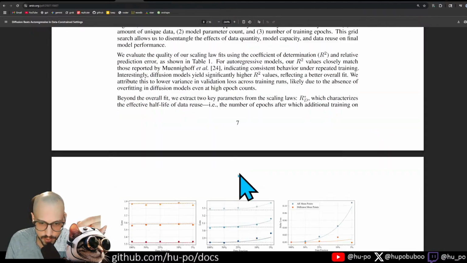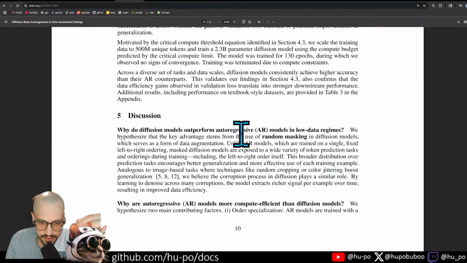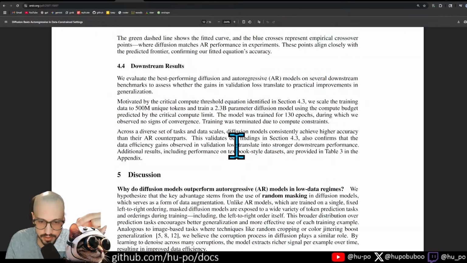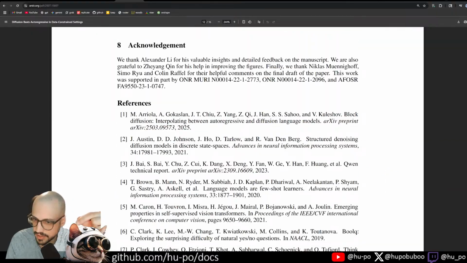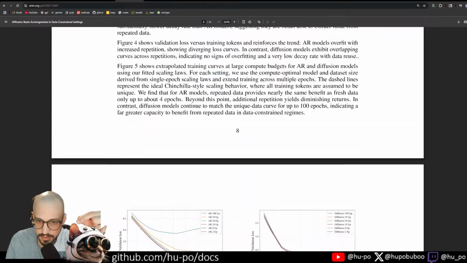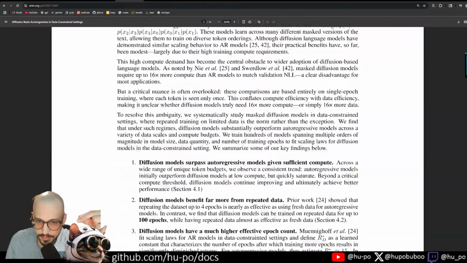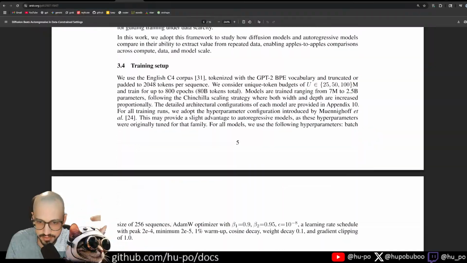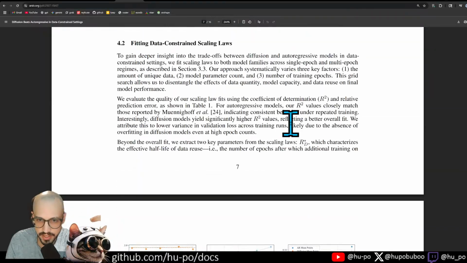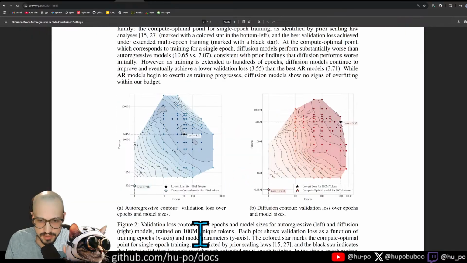And I think that's what this chart here is showing. So in this chart, let's go to this one here. Where is it? Did I pass it already? Oh, here it is. Okay. So this is a contour plot, which basically shows you the loss.